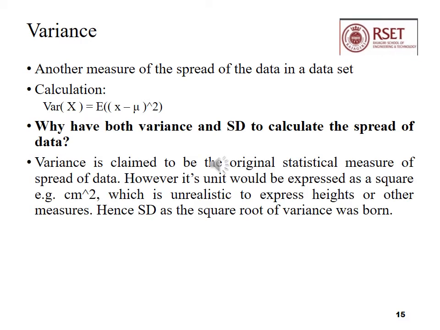Because the variance is the original statistical measure of the spread of the data. However, its unit would be expressed as a square, which is unrealistic for expressing heights or other measures. Hence, standard deviation is the square root of the variance. So that is why we use both variance and standard deviation to calculate the spread of the data.